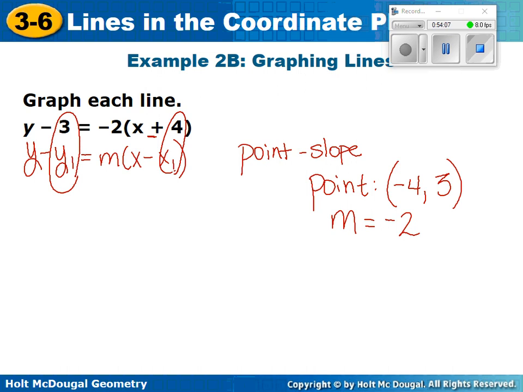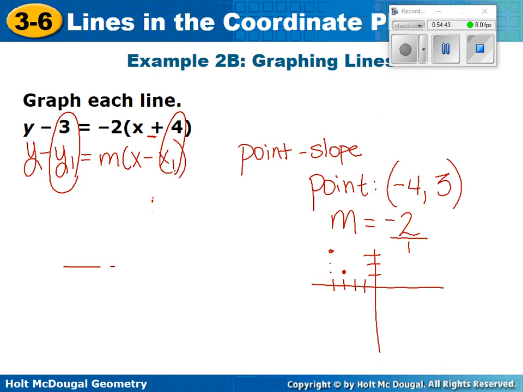Negative 4, positive 3. You have to graph a point before you can use slope. You have to have a place to start. So graph the point, negative 4, 3. Graph that point. And then what do we do to graph another point? Okay, so down 2, and this is negative 2 over 1. So we're going to go down 2 and right 1.